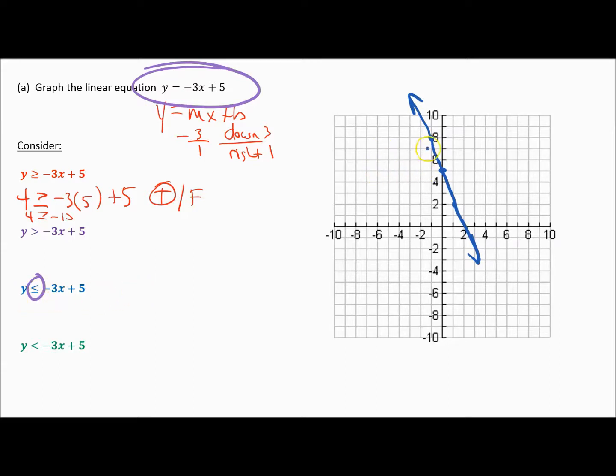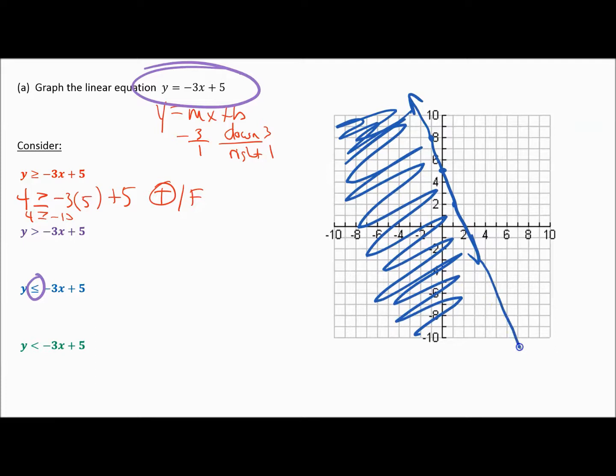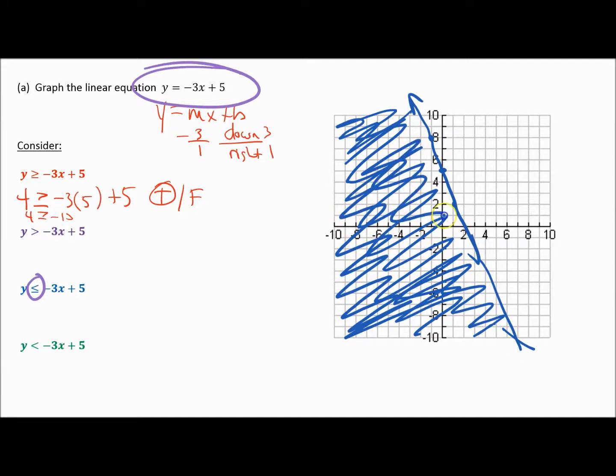So all my y's less than that line are on this side. That means every single value on this side, and that goes on forever, is going to make that inequality true. And we could pick a point to test. You see, there's one right. Well, how about that guy?